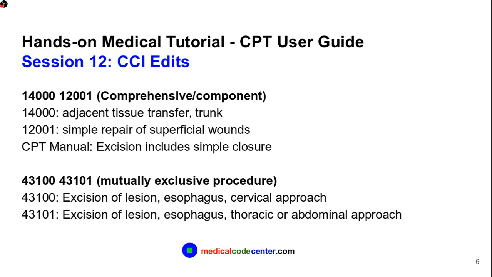One case is that one code is more comprehensive, and the other code is a component of the comprehensive code. So in this case, you usually bill the comprehensive code. The other case is that the two codes are mutually exclusive. So you can only do one of the codes usually.